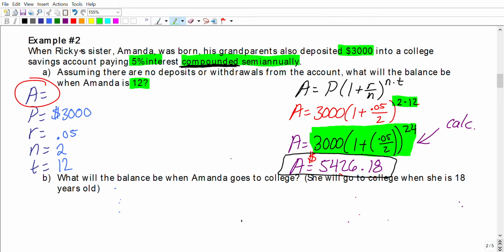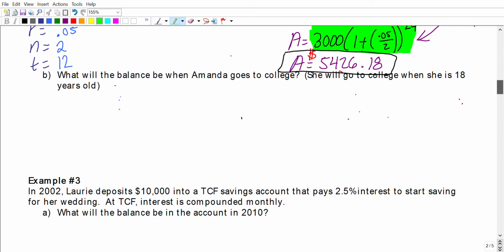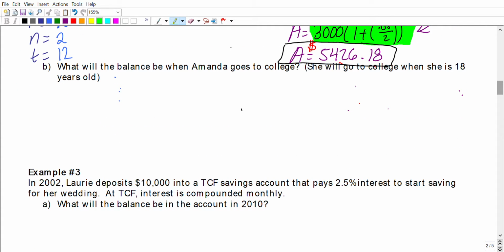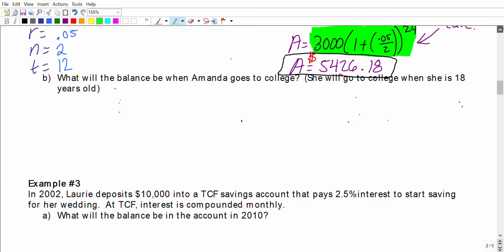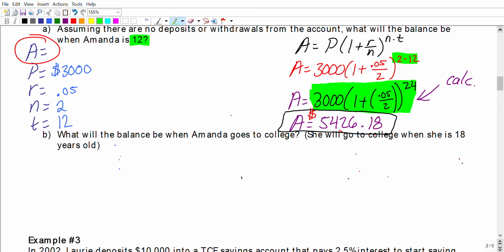Okay. All right. Part B says, what will the balance be for Amanda when Amanda goes to college? She will go to college when she is 18 years old. So, what's the only thing that changes? Still the initial amount, still the same rate because it's in the same bank. Okay, still compounded semi-annually. That doesn't change. The only thing that changed was my time. So now, instead of 12, I'm going to use 18.